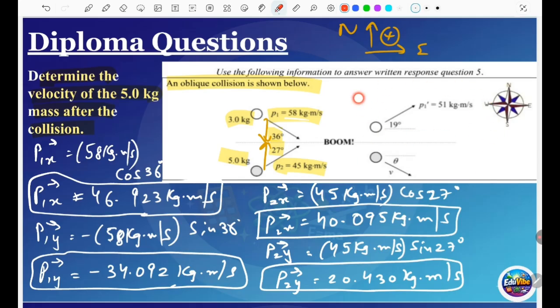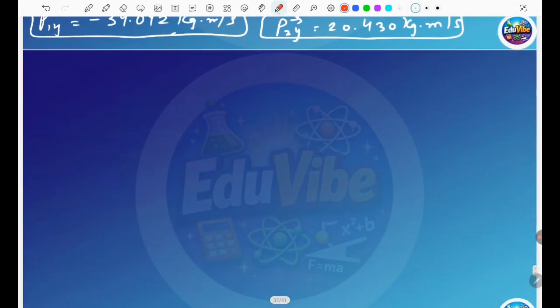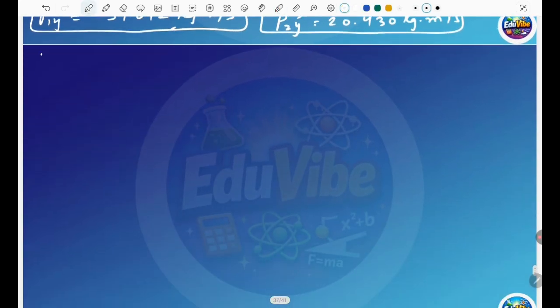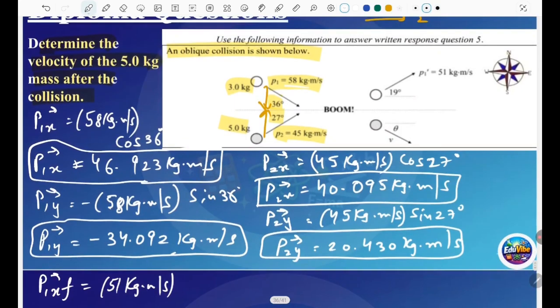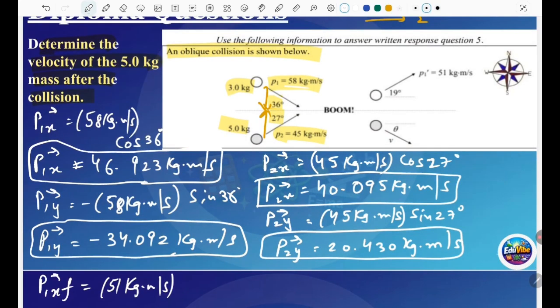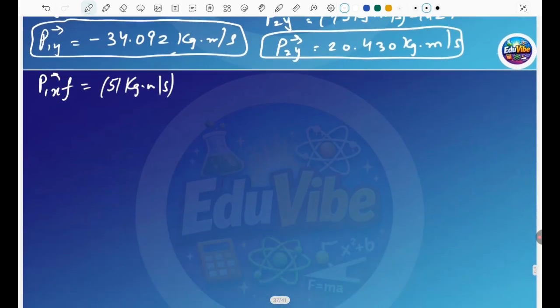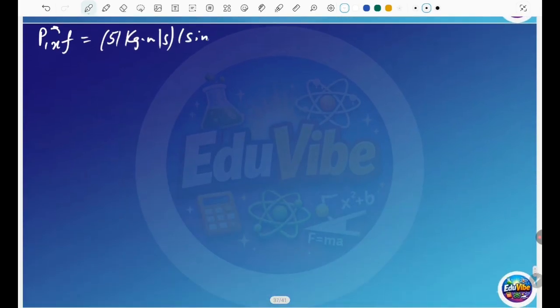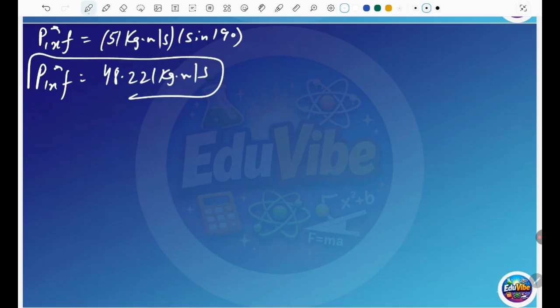Now for this one we have to find p1x final and p1y final. So let's move on to the next page. We write p1x final. For this first one we have 51 kg meter per second, and we have 19 degrees. So this is cos 19 degrees, because we first have to do the x one. And when we find, we get about 48.221 kg dot meter per second.